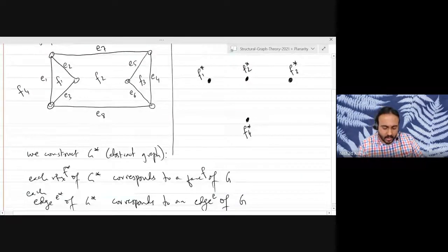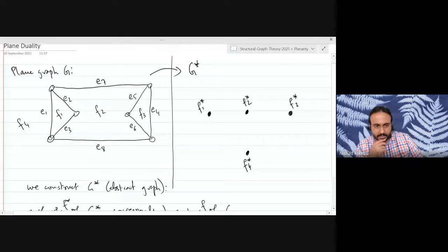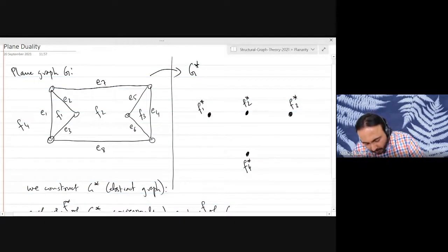Okay. And how will we decide adjacency in this graph G star? For every edge in the original graph, we will look at which two faces that edge belongs to. If it is a cut edge, it will only belong to one face. We will look at that later. But in this example, there are no cut edges, so every edge belongs to two faces. E1 belongs to the boundary of F1 and the boundary of F4. So we will put an edge between F1 star and F4 star, and we will call it E1 star.